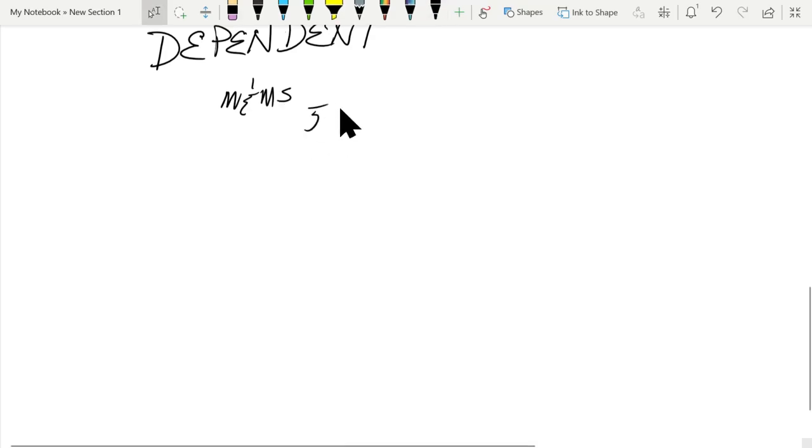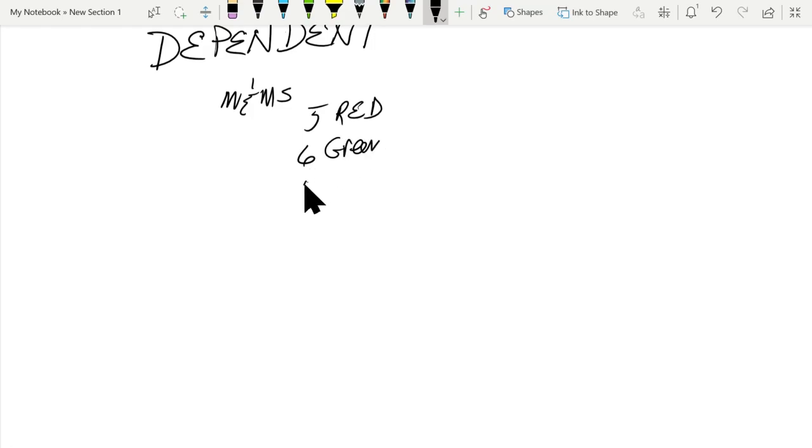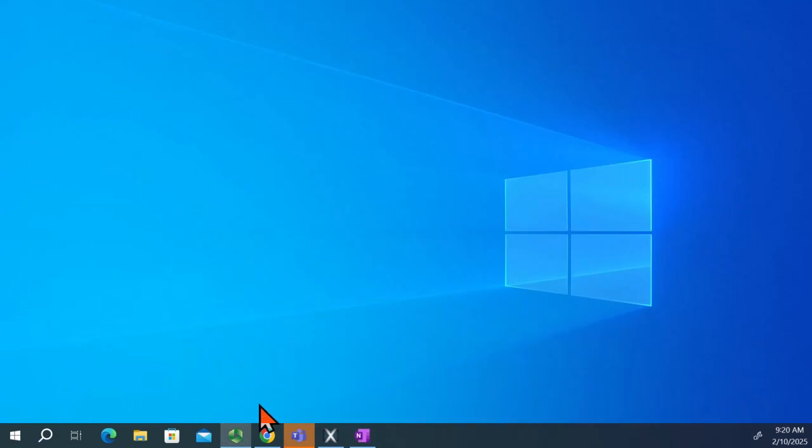I've got 5 red M&Ms, 6 green, and 3 blue. What's the chance that if I pick one at random that it's red? How many things can I pick up? 14. That plus that plus that. So the chance of getting a red one is 5/14. If I put it back, the chance of getting a red one is still 5/14. If I don't put it back, then it becomes a dependent event, and I get 4 out of 13.